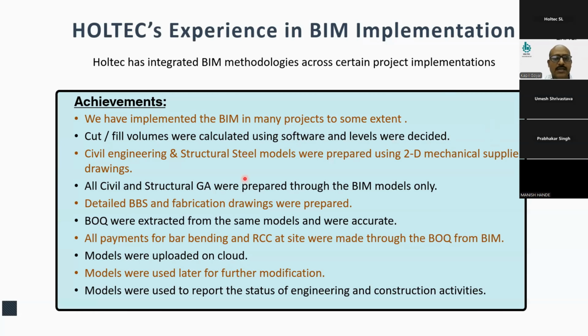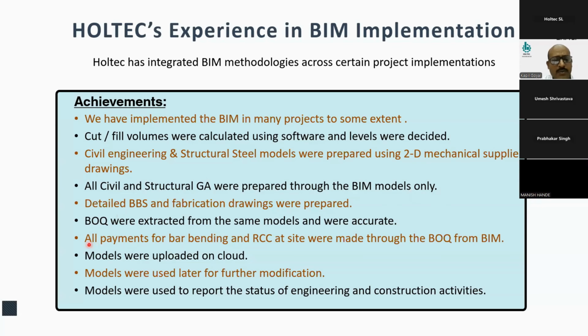Civil engineering and structural engineering models were totally prepared, but they were prepared using 2D mechanical suppliers' drawings. All civil and structural GAs were prepared through the BIM models only. Detailed BBS and fabrication drawings were also prepared using the same. BOQs were extracted from the same and were very much accurate.